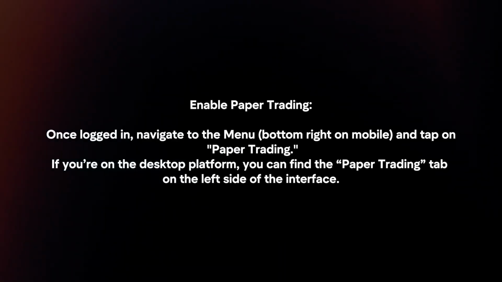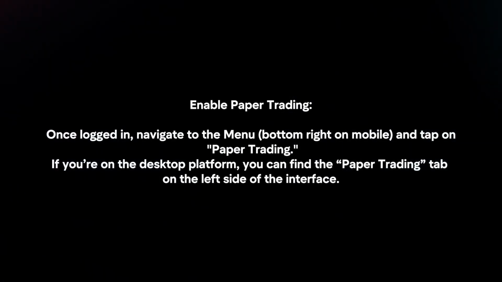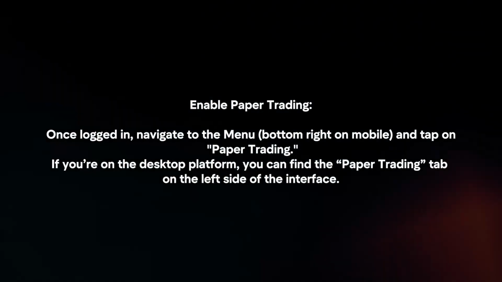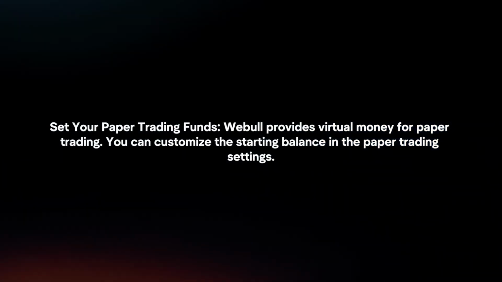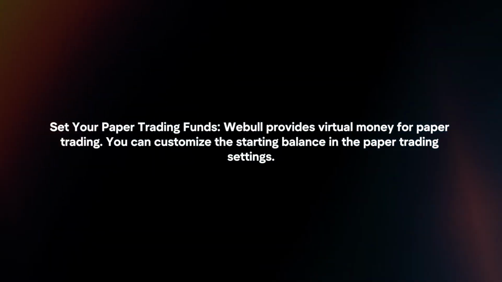Enable paper trading. Once logged in, navigate to the menu and tap on Paper Trading. If you're on the desktop platform, you can find the Paper Trading tab on the left side of the interface. Set your paper trading funds. Webull provides virtual money for paper trading. You can customize the starting balance in the paper trading settings.